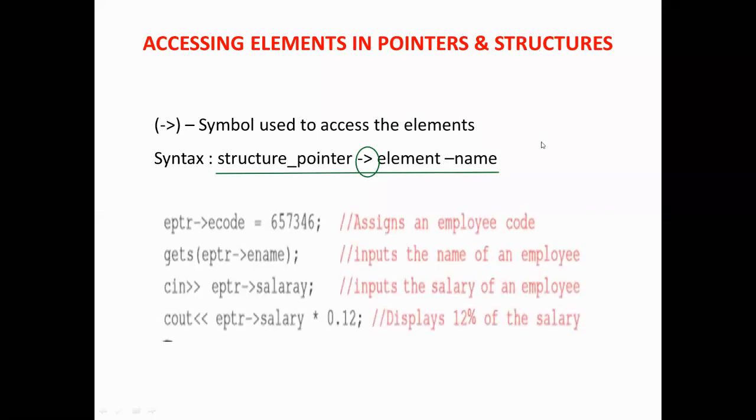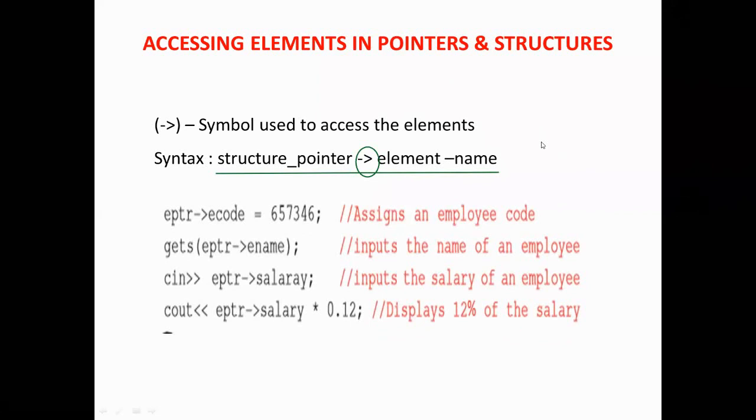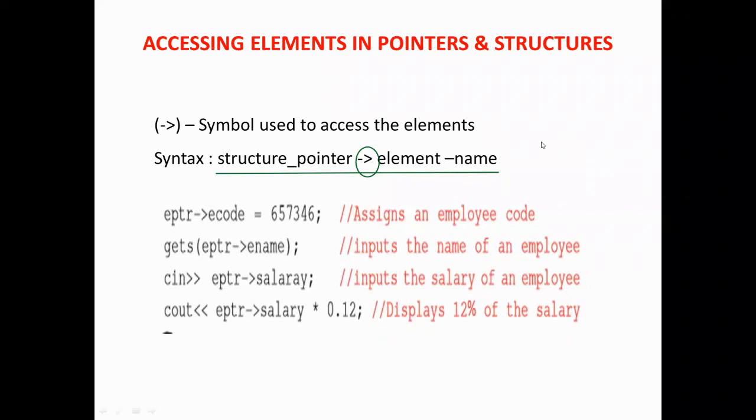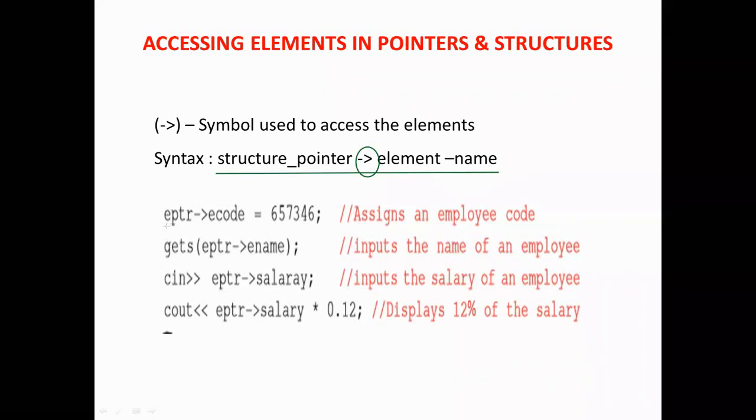Okay. Now the next, look into this example. EPTR arrow e-code, that is from the previous structure, assigns the value to the employee code. EPTR was your structure pointer variable, and 65736 is the value assigned to it.